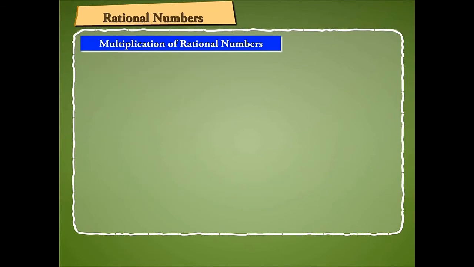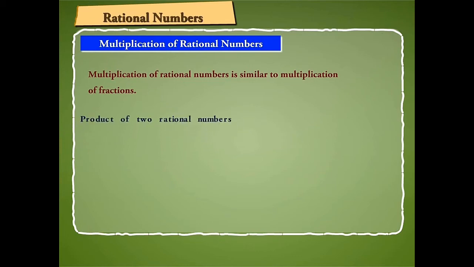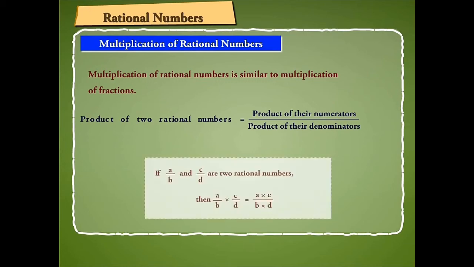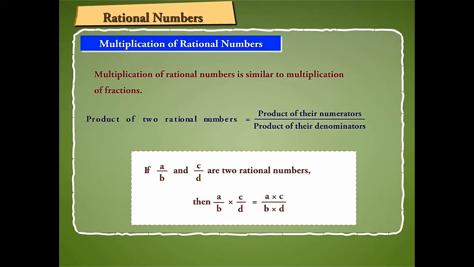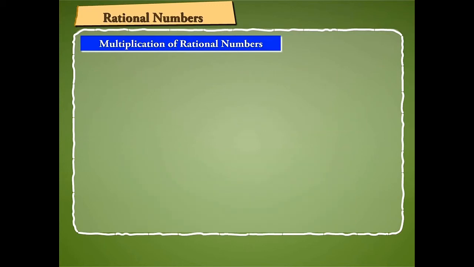Multiplication of rational numbers. Let us now learn about multiplication of rational numbers. Multiplication of rational numbers is similar to multiplication of fractions. Thus, the product of two rational numbers is equal to the product of their numerators by the product of their denominators. Thus, if a by b and c by d are two rational numbers, then a by b into c by d is equal to a into c by b into d. Let us see an example.